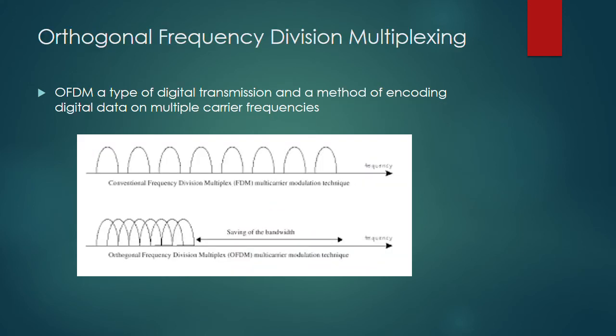So it's OFDM, you can see in the diagram, it can save lots of bandwidth. There are conventional frequency division frequencies, and we combine them without affecting each other. So we combine them effectively and we can save lots of bandwidth here.